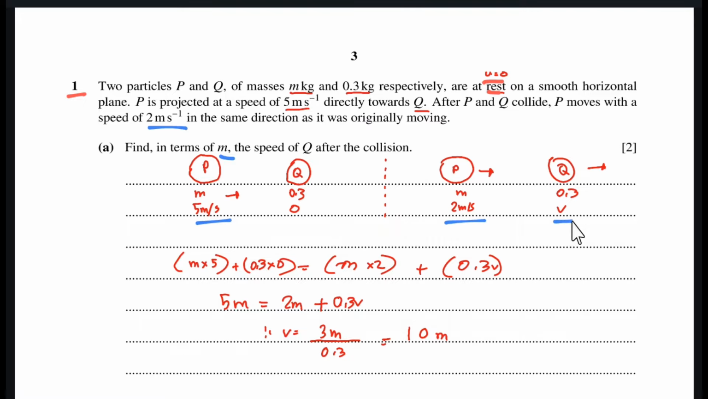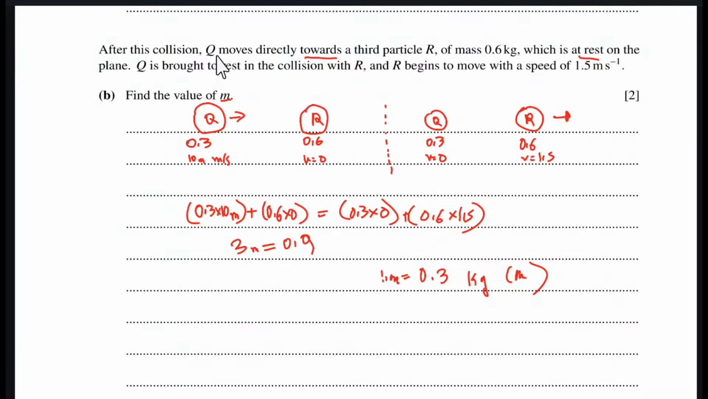So we need to find the speed of Q in terms of m. We know that by conservation of momentum, momentum before collision is equal to momentum after collision. Momentum is equal to mass times velocity. So momentum of P plus momentum of Q is equal to momentum of P, and the velocity is positive since it is moving in the same direction, plus momentum of Q, and we need to find this value of V. After solving, we find the value of V, that is 10m in terms of m.